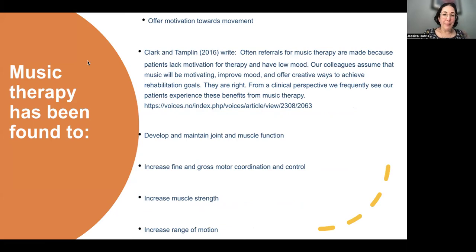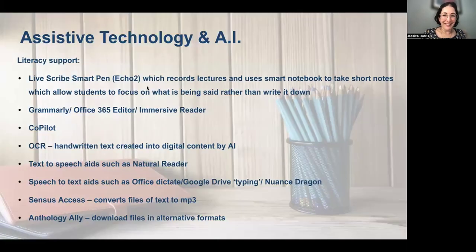And music therapy has been found to offer motivation towards movement. And Clark and Tamplin in 2016 wrote that often referrals for music therapy are made because patients lack motivation for therapy and have low mood. Our colleagues assume that music will be motivating, improve mood, and offer creative ways to achieve rehabilitation goals. They are right. From a clinical perspective, we frequently see our patients experiencing these benefits from music therapy, and that was in Voices in 2016. Music therapy has also been shown to develop and maintain joint and muscle function, increase fine and gross motor coordination and control, increase muscle strength, and increase range of motion.